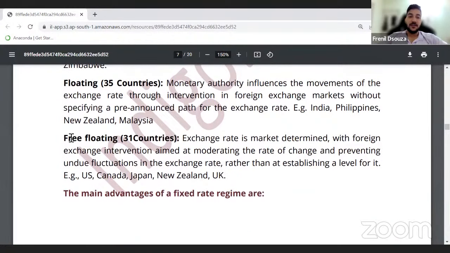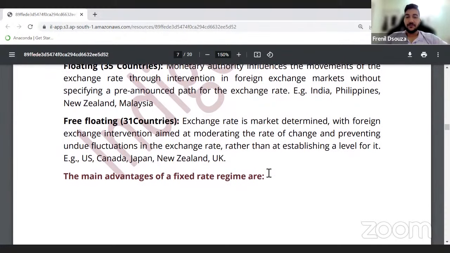Next, we have free floating. There are 31 countries which are there, such as US, Canada, Japan, New Zealand, UK. Free floating, we already know the exchange rate is market determined, which means that the demand and the supply will decide the price of the currency.